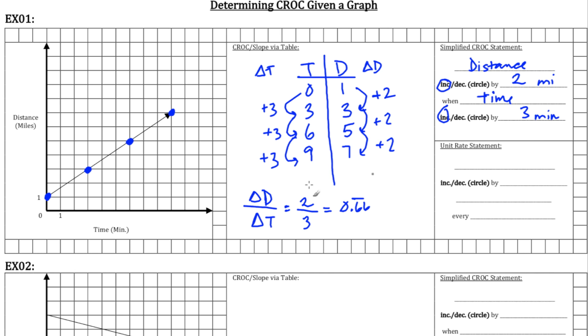Let's talk about it in terms of unit rate. So we know it's 2 miles every 3 minutes, which actually means that the distance, you can abbreviate, you don't have to write all the words. So the distance increases by, remember this is our unit rate, 0.66 miles every 1 minute, or you could just say every minute.